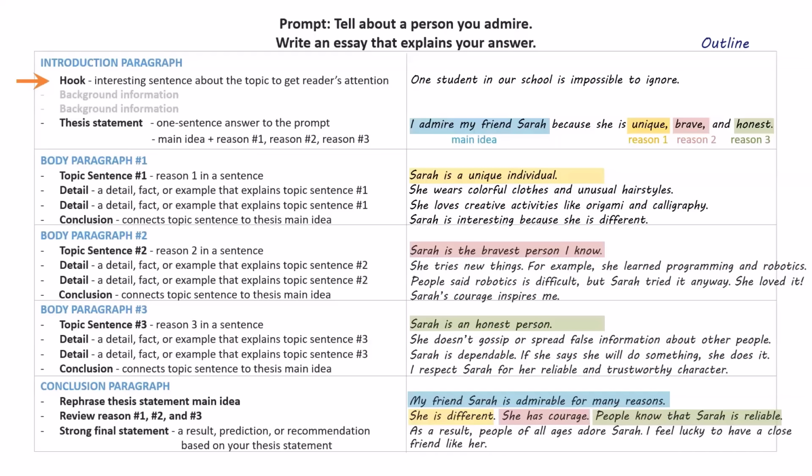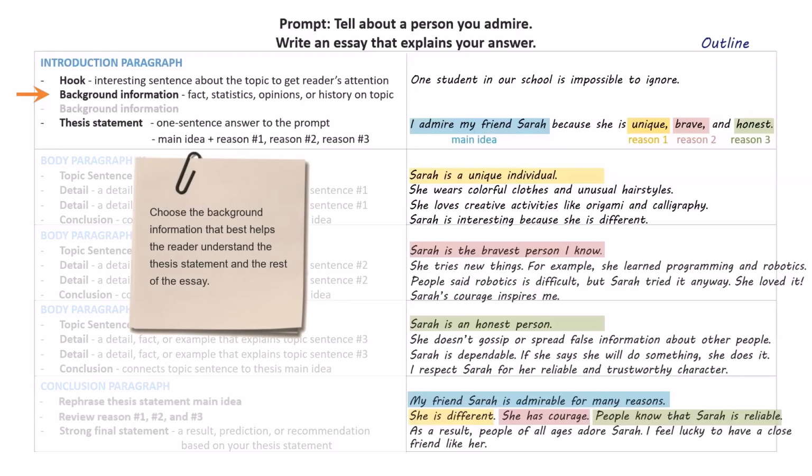Right after the hook, we need to give the reader background information about our topic. This background information can include facts, statistics, opinions, or other types of information on the topic of our essay. This background information connects the essay hook to the thesis statement, so it's often called the bridge of your introduction paragraph. No matter what your essay topic is, there are probably hundreds of facts that you could write about that topic. In this part of our essay, we need to choose the background information that best helps the reader understand our thesis statement and the rest of the essay.